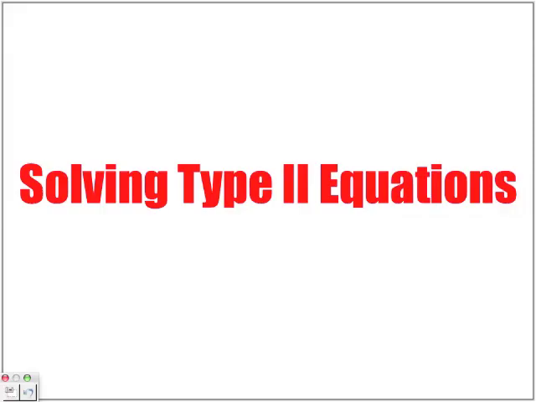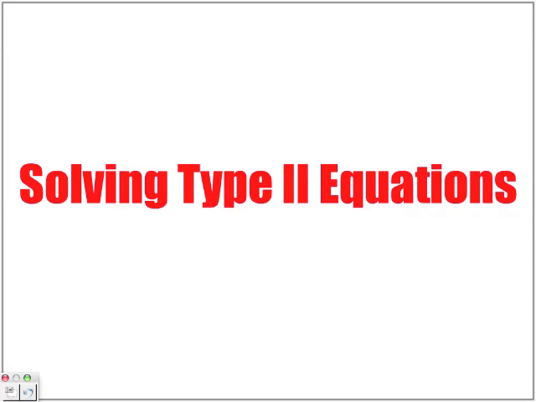Now, we've already looked at solving type 1 equations. And type 1 equations really involve one real step, right? One type of movement. So we were either going to move something across the equal sign once, whether it be divide or multiply or add or subtract.